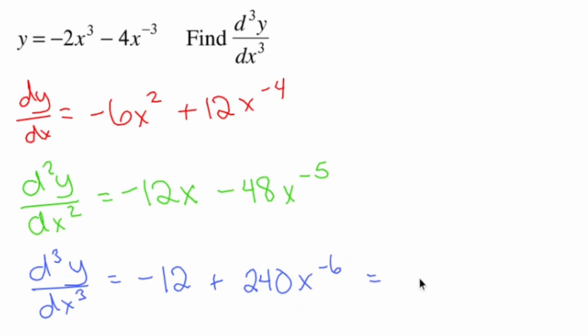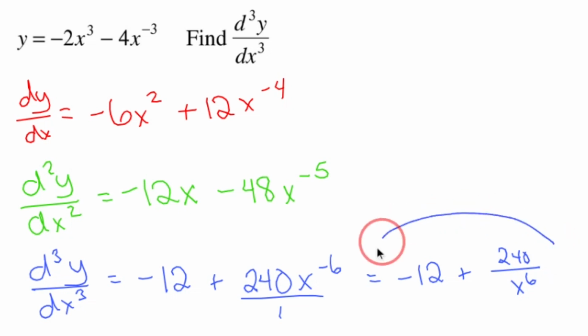And let me clean this up a bit and say negative 12 plus, whenever you have a negative exponent, move it to the other side of a fraction bar. You might be thinking, what fraction bar? Well, technically there's an over 1 here. So leave 240 on top, the numerator. Drop down x to the 6th on the bottom. That is your third derivative. The end, the answer, bada bing.